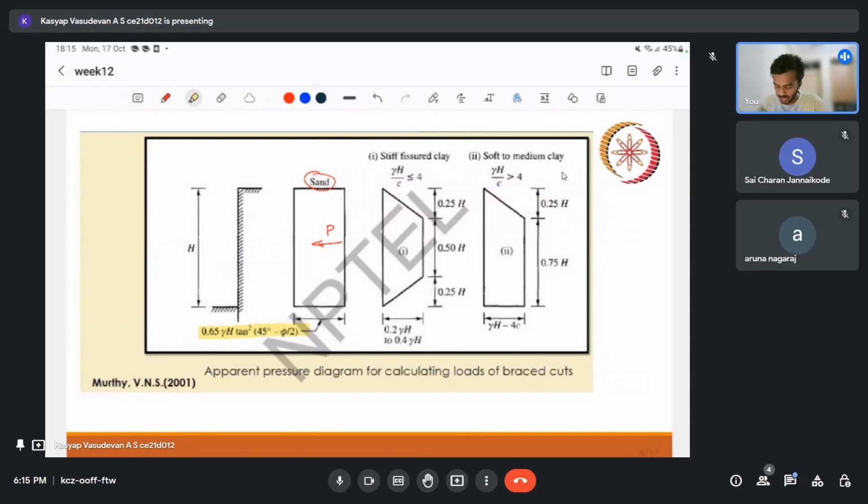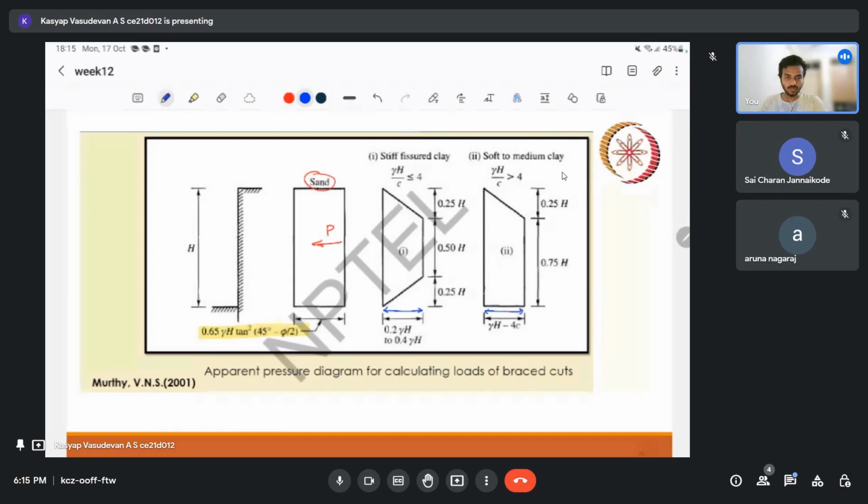So this is for sand. We are taking it as a rectangle, and for the next case, there are two cases for clay. Within clay we have two cases, where gamma h by c is less than 4 or gamma h by c is greater than 4. So in both the cases we have slightly different profiles, and the maximum lateral pressure is also different for both the cases.